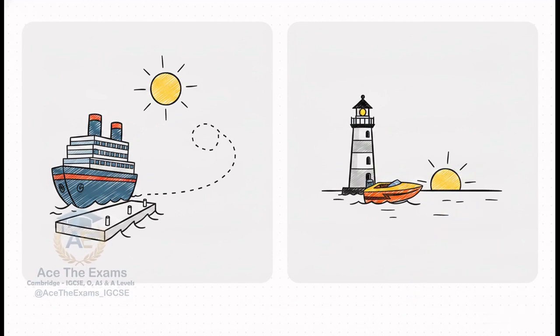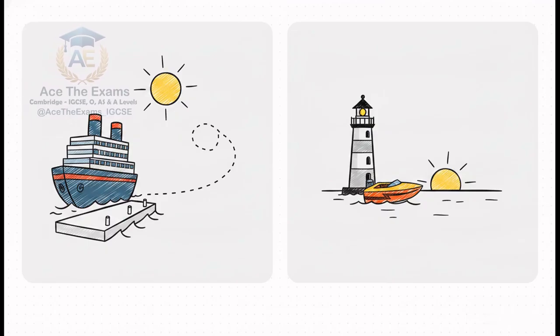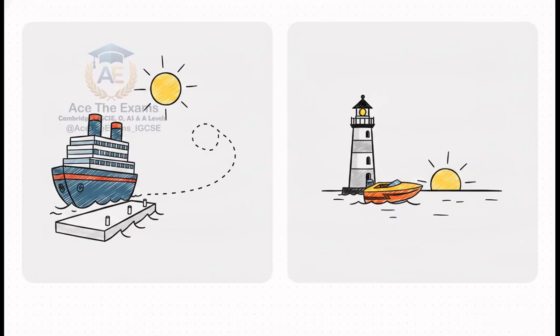I see students miss this constantly because they don't read the data properly. The target ship leaves its origin port at exactly 12 hours. However, the intercepting speedboat doesn't leave the lighthouse until 1600 hours. That means the target ship has a massive 4-hour head start before the speedboat even fires up its engines. If you don't account for that time difference, your entire calculation is immediately wrong.